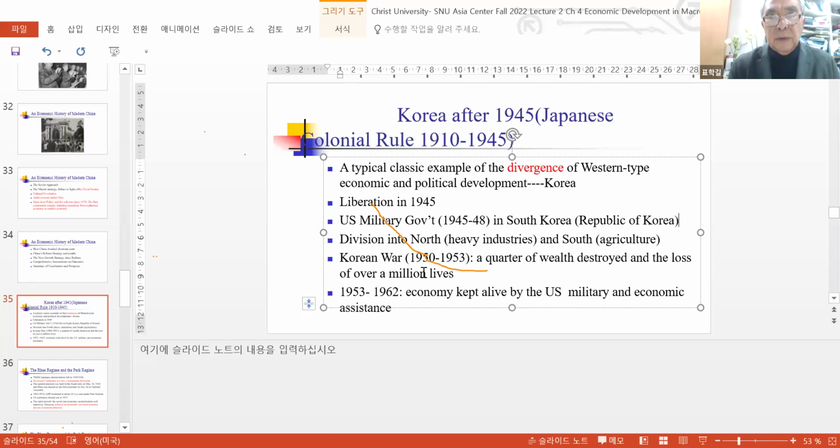The Korean War, 1950-1953, broke out. A quarter of the wealth in South Korea is estimated to have been destroyed through the Korean War. Very devastating. And the loss of over 1 million lives.